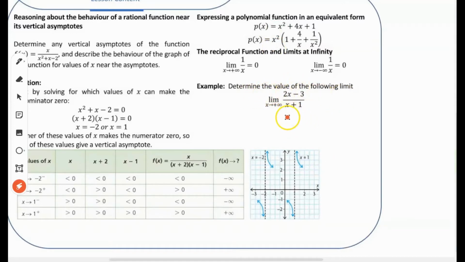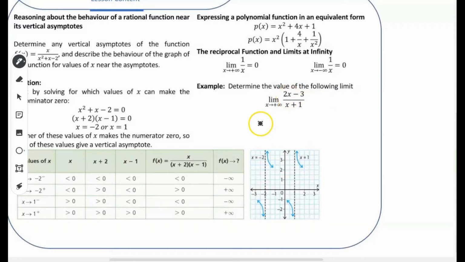Determine the value of the following limit. So we're doing infinite limits here. The limit as x approaches infinity of (2x minus 3) all over (x plus 1). So what we're going to do for both numerator and denominator, we're going to pull out the highest factor to make the first term 1.